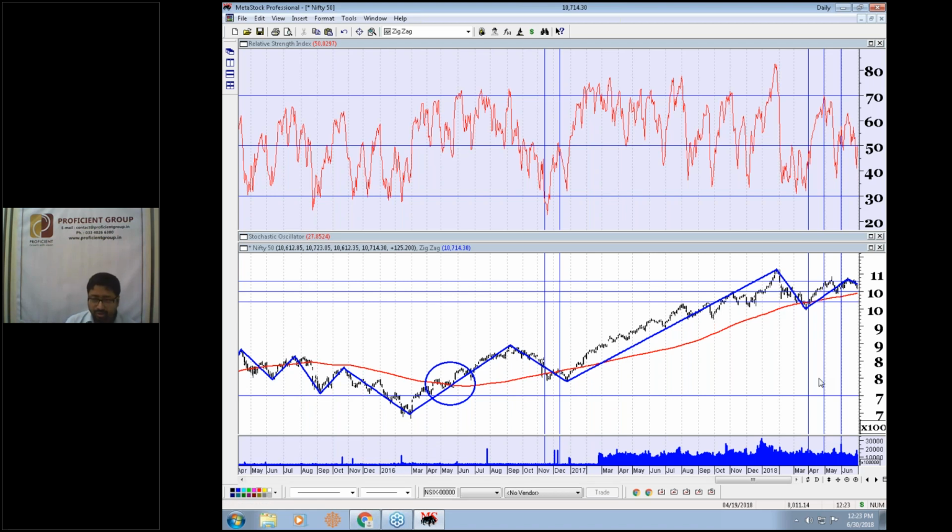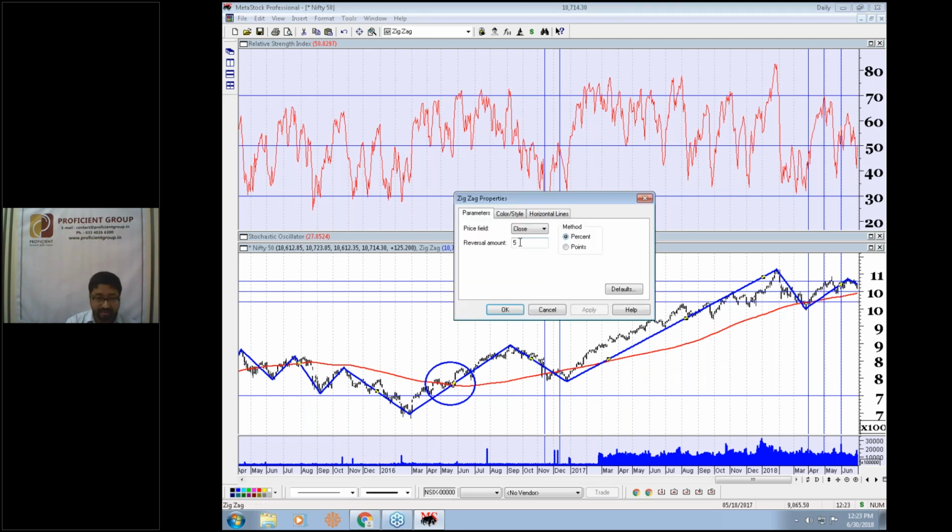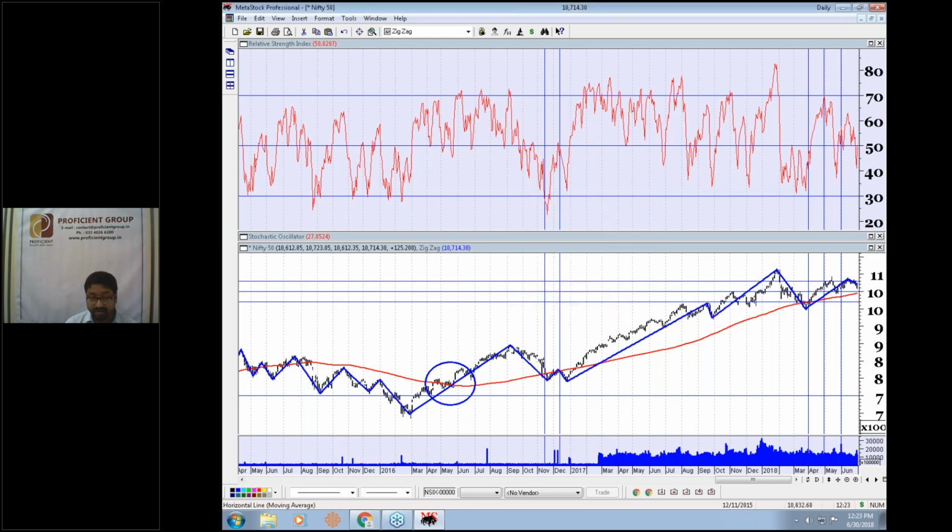So there is not conclusive evidence that the uptrend has reversed, and unless there is any conclusive evidence that the uptrend has reversed, according to our sixth tenet of Dow, we have to believe that the uptrend is in force. Now, this is only a 5% zigzag filter. You can shorten this filter.